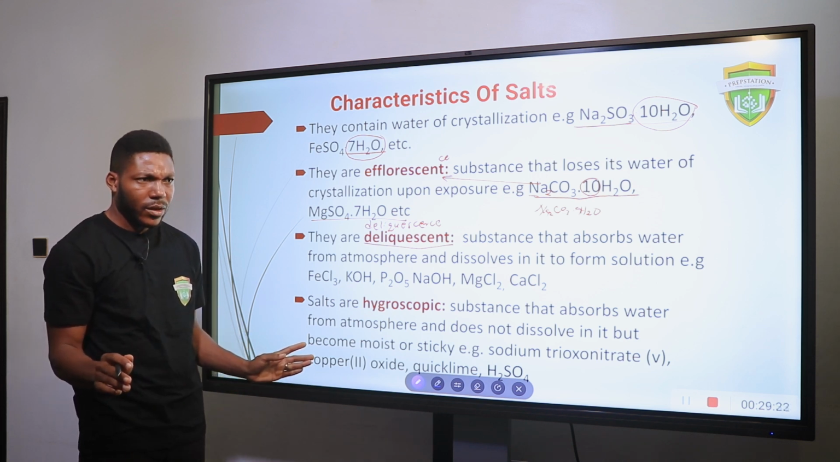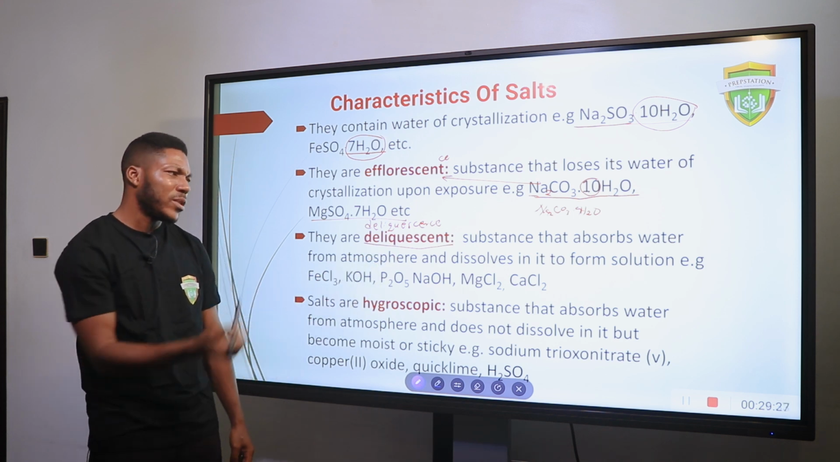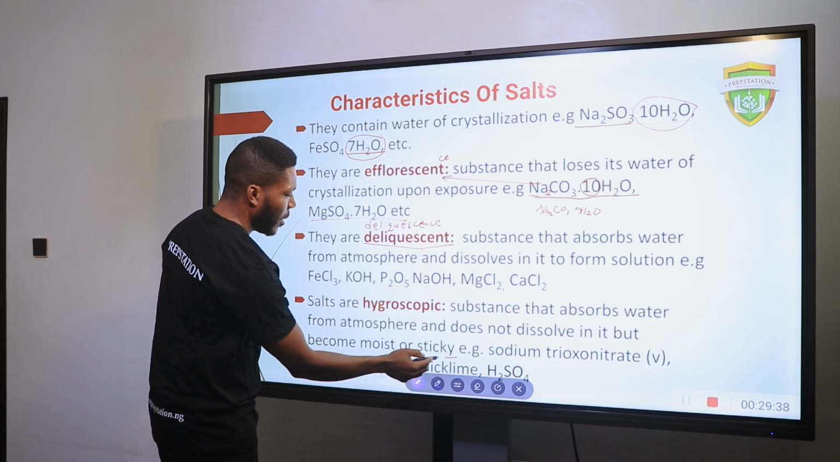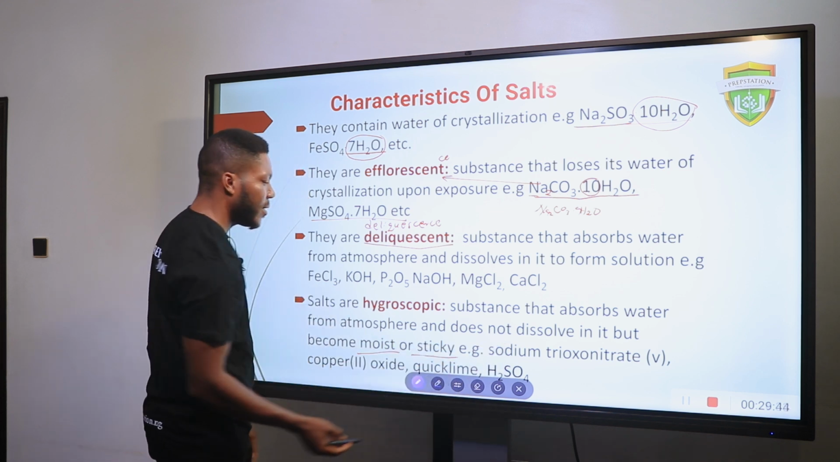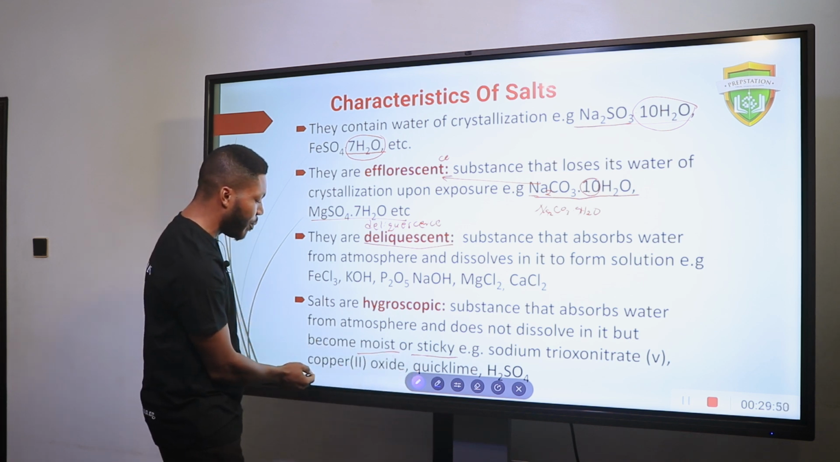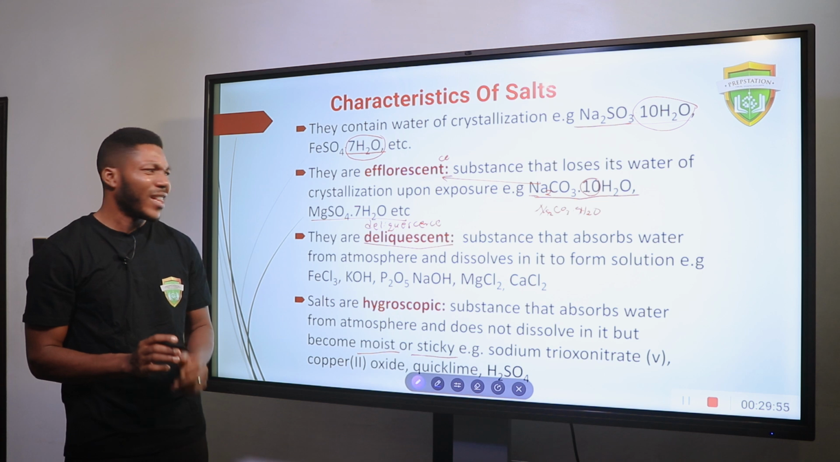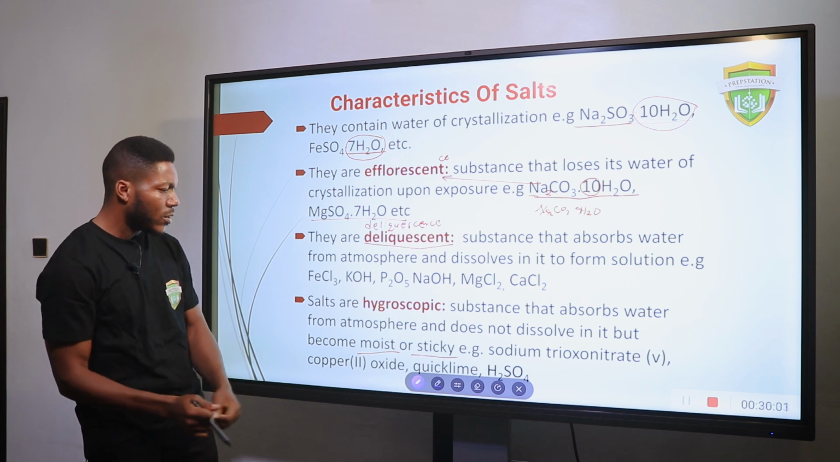They absorb water from the atmosphere and dissolve and become a solution entirely. Then hygroscopic is somewhat like deliquescence, but it's not complete deliquescence. In the case of hygroscopic substances, they absorb water from the atmosphere, but they will not form a solution with it. They become moist or sticky. Examples are sulfuric acid, copper(II) oxide, and quicklime. When you expose this kind of compound to the atmosphere, it will not form a solution like deliquescence, but there is water in it. It becomes moist, or some texts call it sticky.